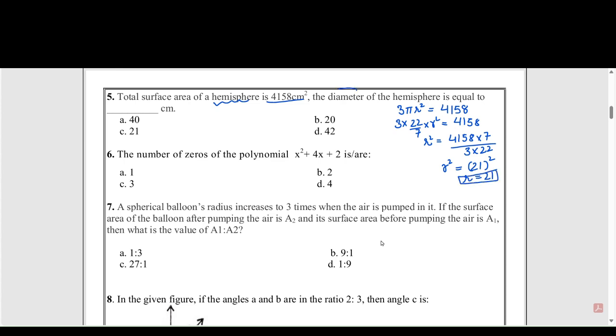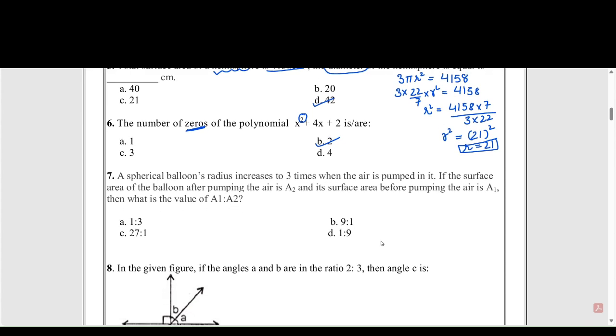And they want you to find diameter. So diameter is 42. Next, the number of zeros of the polynomial. Number of zeros depends upon the degree. So degree is 2. Hence, number of zeros is 2.